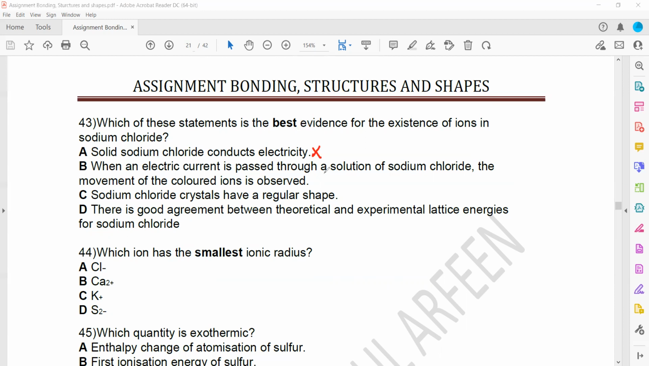When an electric current is passed through a solution of sodium chloride, the movement of colored ions is observed. We cannot observe any movement of the ions because the sodium ion is colorless, and the chloride ion is also colorless. So when we pass a current, we cannot observe any movement of the ions. Ions will move, but we cannot observe the movement. Then part C.